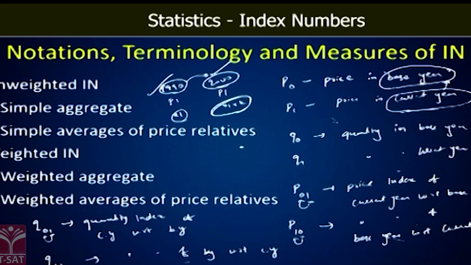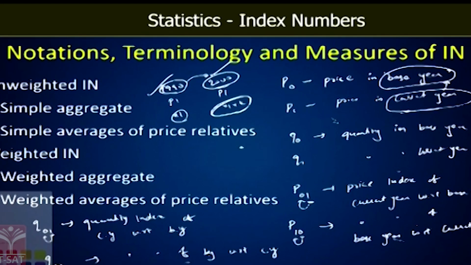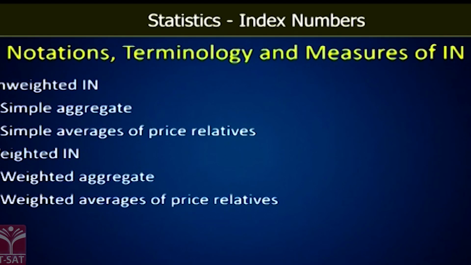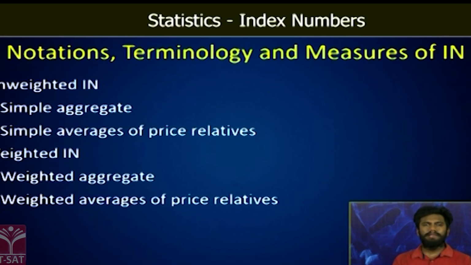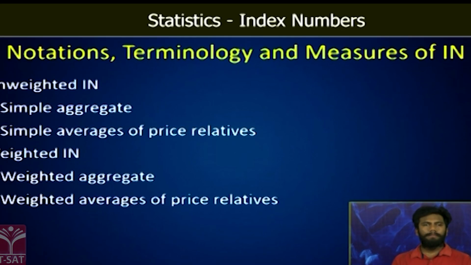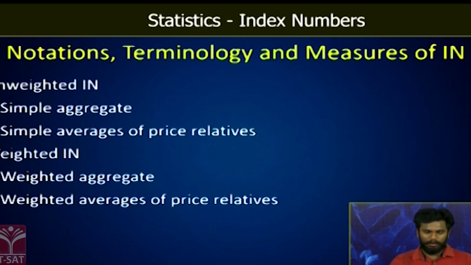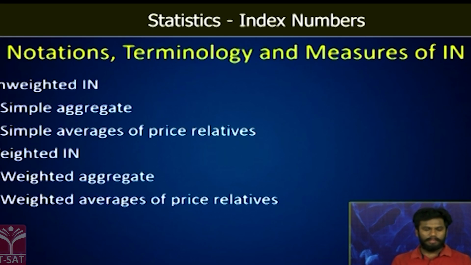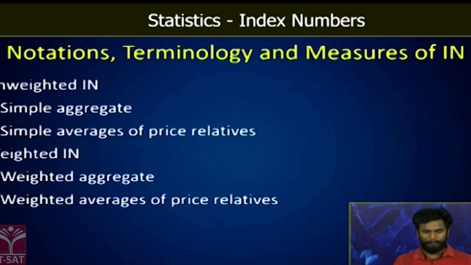Okay. Now we will see the measures of index numbers. In these measures we have two types: unweighted index numbers and weighted index numbers. In the unweighted index numbers we don't add any weights to our prices; we calculate with two methods, simple aggregate and simple average of price relatives. Whereas in the weighted index numbers we add weights to our prices and calculate using two methods, weighted aggregate and weighted average of price relatives. Now we will see the formulas involved in these weighted and unweighted index numbers.